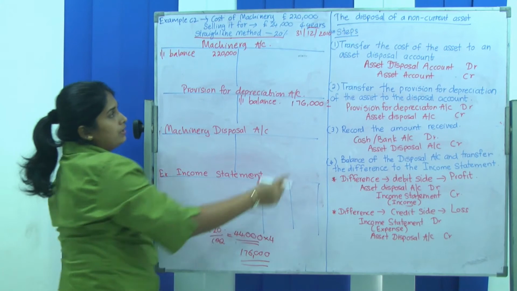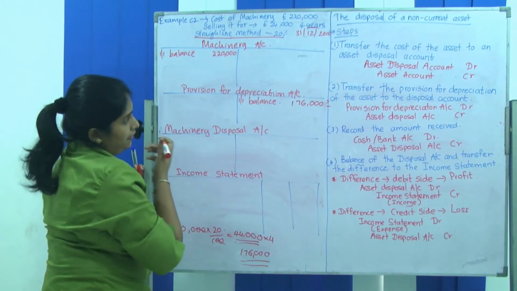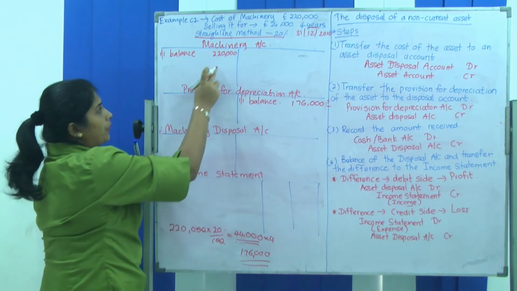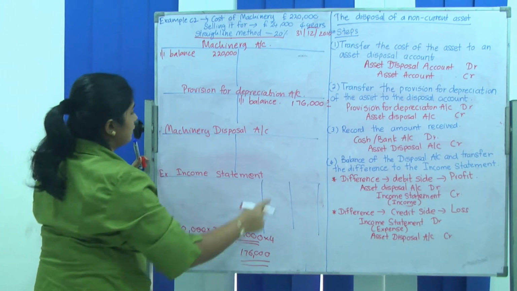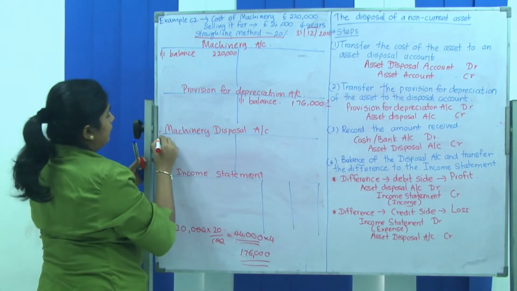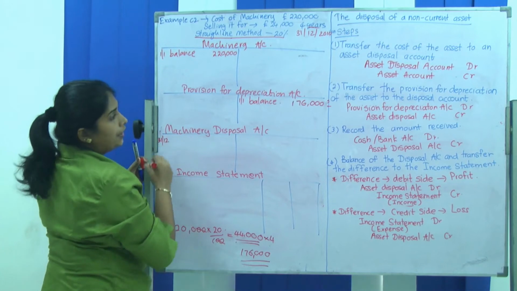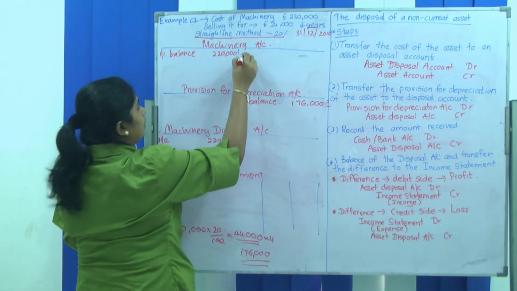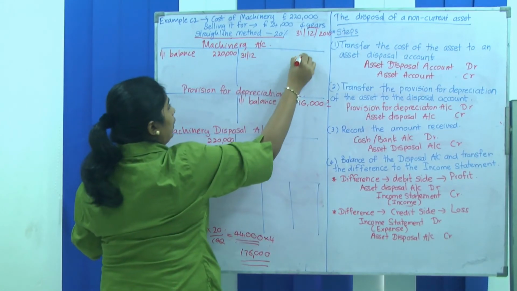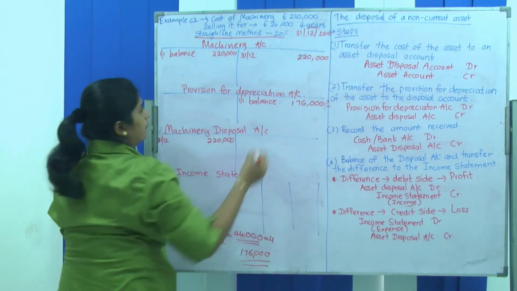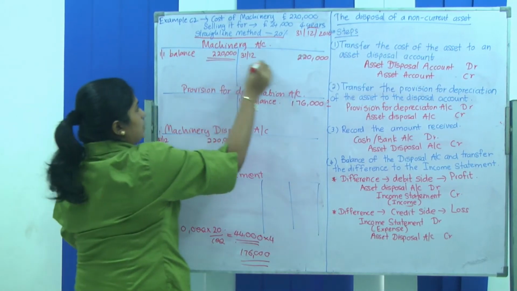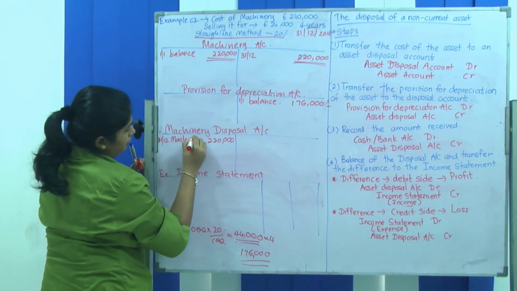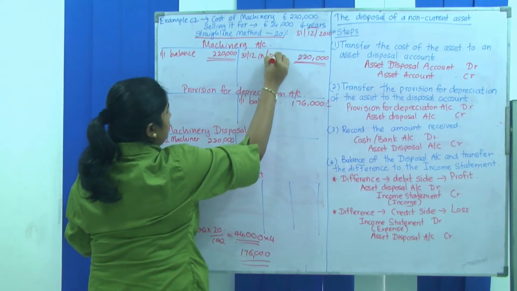Now we'll go to the steps to dispose of the non-current assets. So the first thing you have to do is transfer the cost of the asset which is in the machinery account. The double entry is: machinery disposal account will be debited 220,000 and machinery account will be credited 220,000. Then you can see the machinery account will be cancelled. Here you have to write machinery account. Here you have to write machinery disposal account.